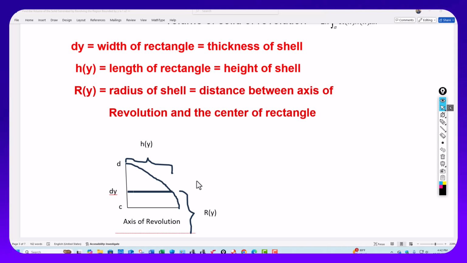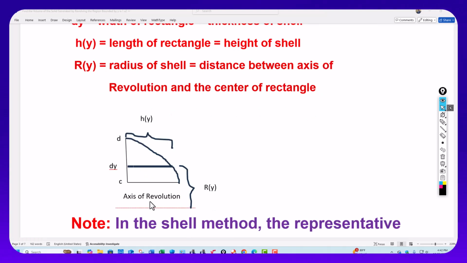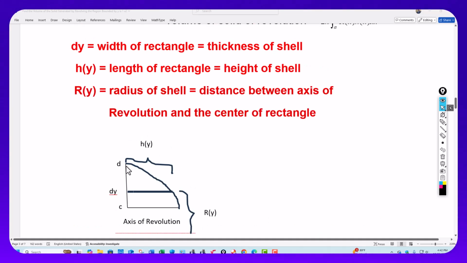And this is what it looks like if you have an axis of revolution that's horizontal and you're using the shell method. The rectangle has to be parallel. This width here is the thickness, denoted by dy, and of course that means the integration will be with respect to y, with limits of integration from c to d. And h(y) is going to be the length of the rectangle or the height of the shell.